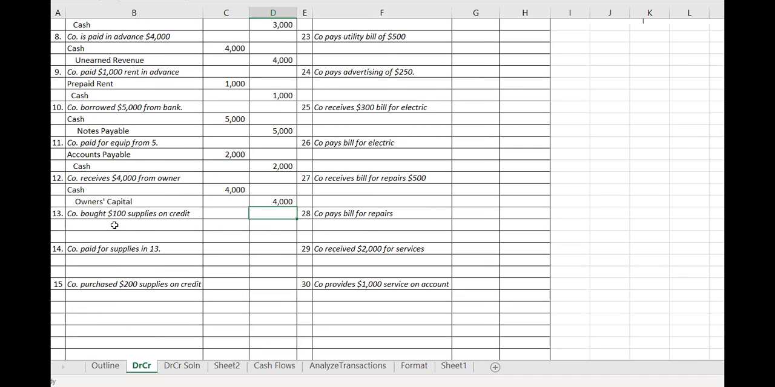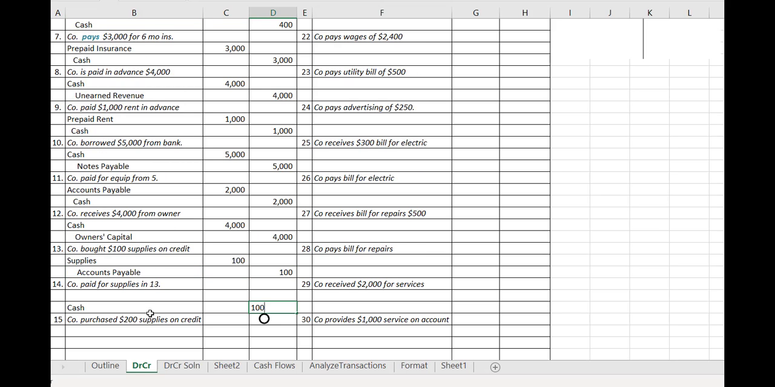Okay, we're almost there. Now we bought $100 worth of supplies on credit. I'm going to increase the asset supplies. And we bought it on credit, so I'm going to increase accounts payable with a credit. Okay, now pay for the supplies. We're going to pay for it, so there's pay again. We know that cash is going to go down, so we'll credit cash for 100. Whoops. And I'm going to decrease my liability accounts payable by $100.